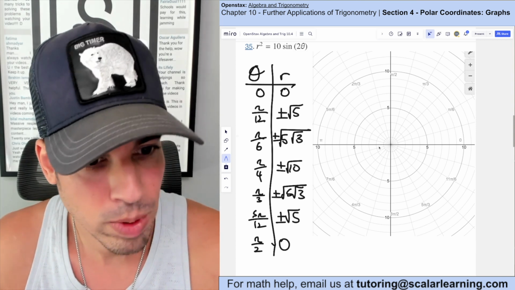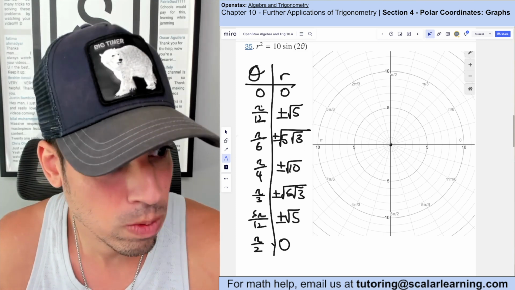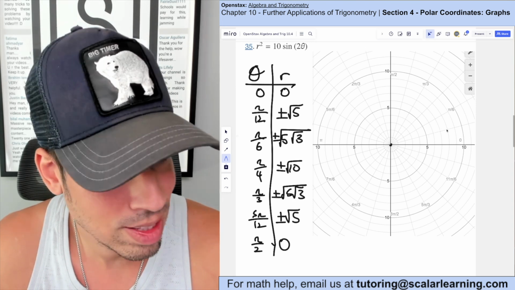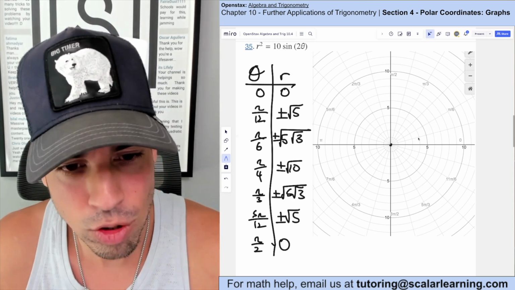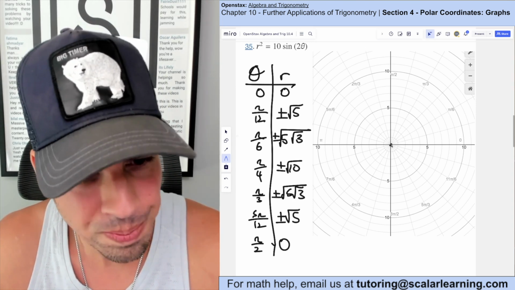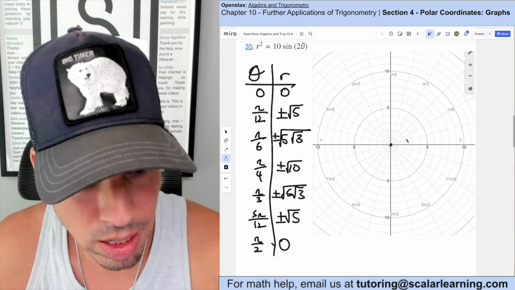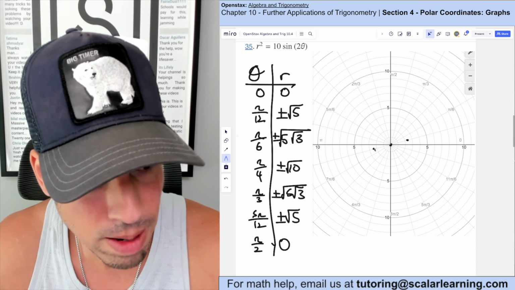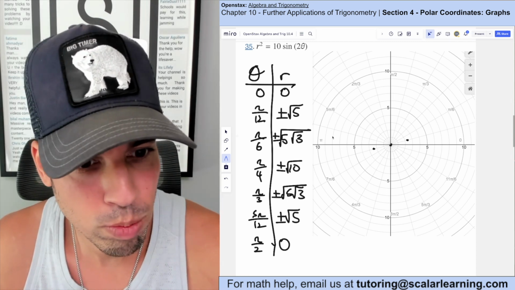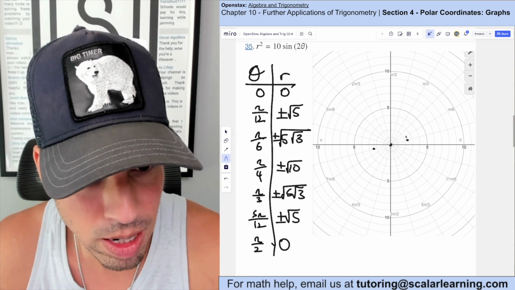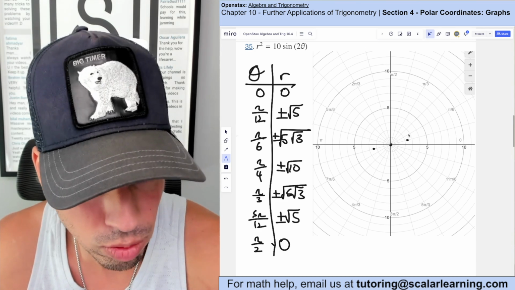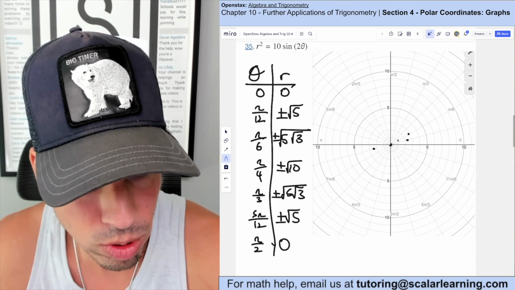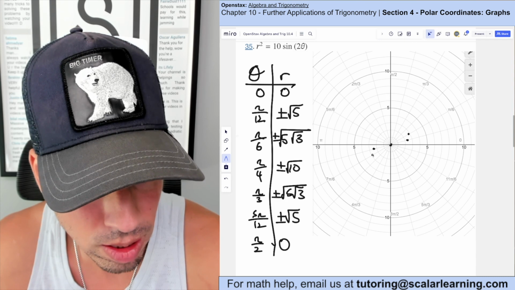Let's do it. So we got 0 is 0. Then we got pi/12, which is along this line. That's going to be plus or minus root 5. So root 5 is about, let's say here, but also the negative. So we got to go back this way as well, like that. Root 5 root 3 is about 2.9. So we got pi/6, that's about, let's say it's close to 3, right? But it's also negative 3 as well. So we come back this way, negative 3 like this.